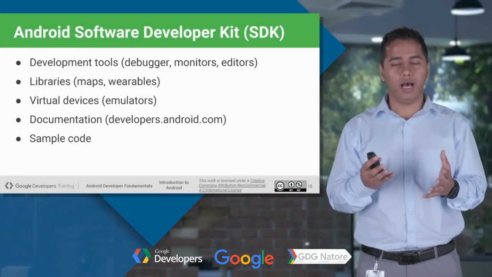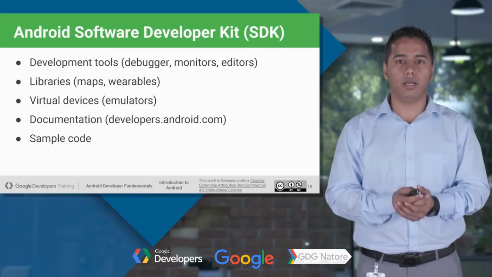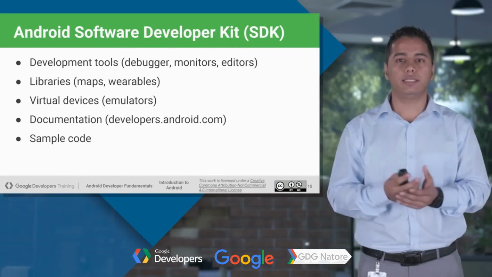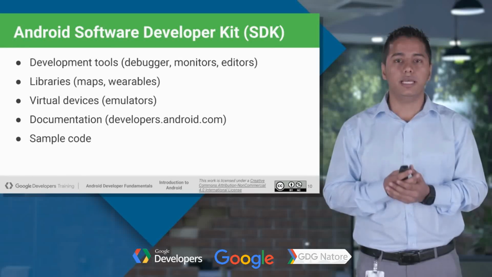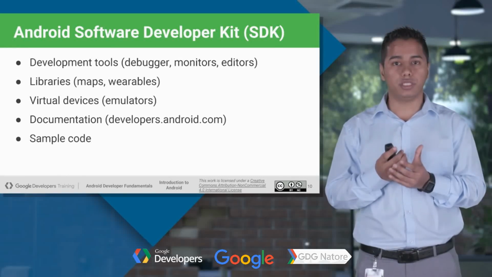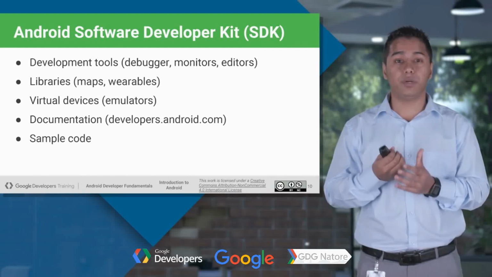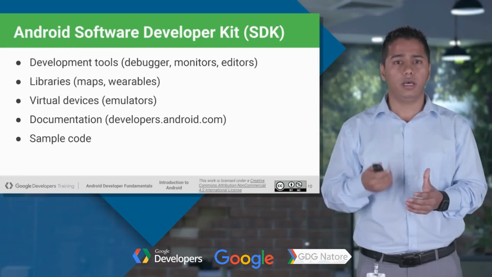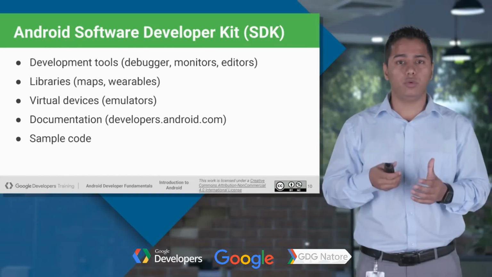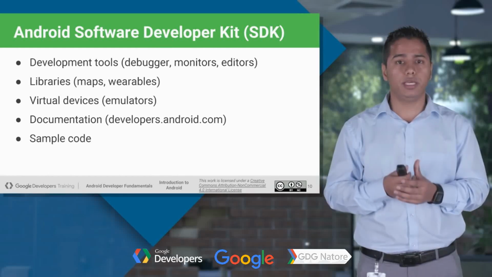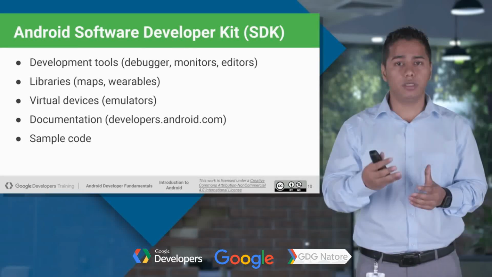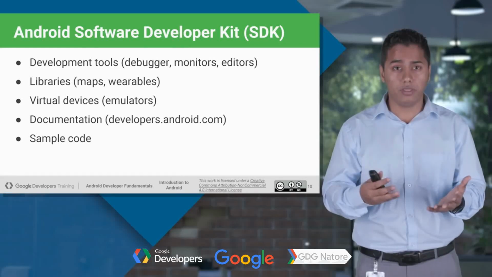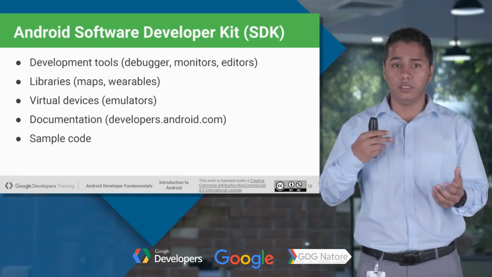So how exactly are you going to develop your Android applications? To do that, you need the Android SDK. SDK stands for Software Development Kit. This is specifically for Android application developers, and for that, the prerequisite is Java. We are going to go through all the prerequisites which you need in a bit. But as of right now, let me tell you what exactly are the different tools which you will be getting here. You will be getting development tools like debugger, monitors, editors. There will be libraries here, libraries for your wearables, maps, and there will be the documentation.